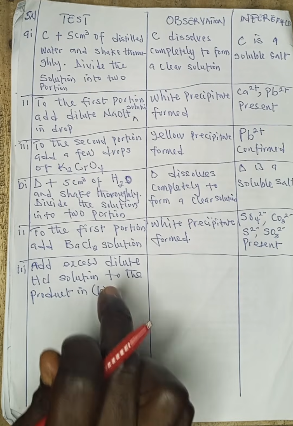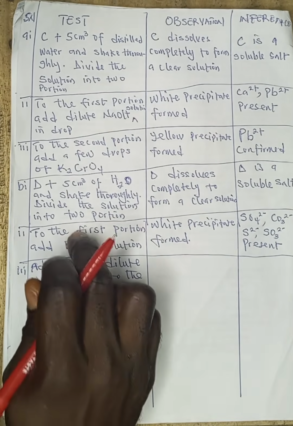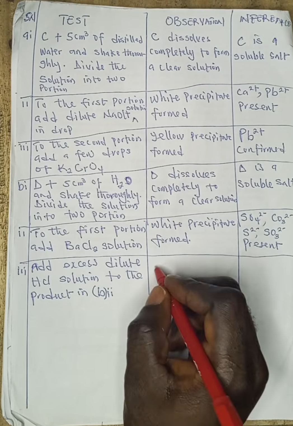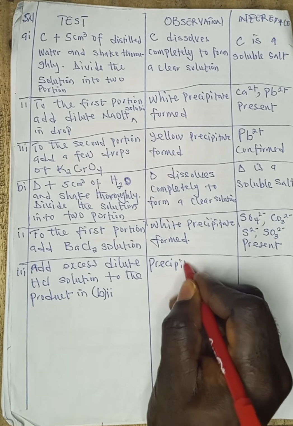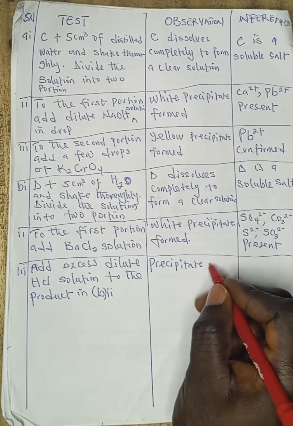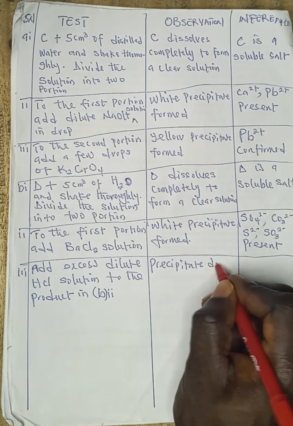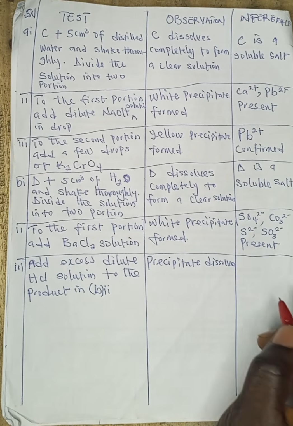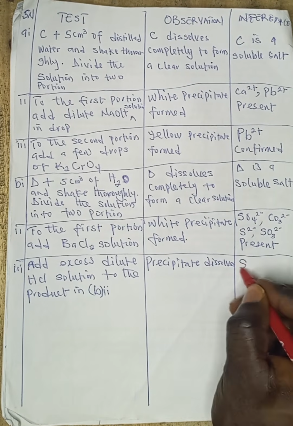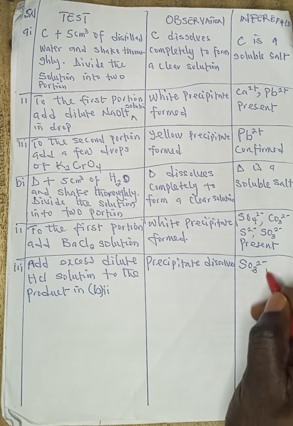This is what you are doing. You add this HCl to this particular one. You see what? Precipitate will not dissolve. PPT, precipitate dissolves. Okay, precipitate dissolves, which is what? SO3 ion present.